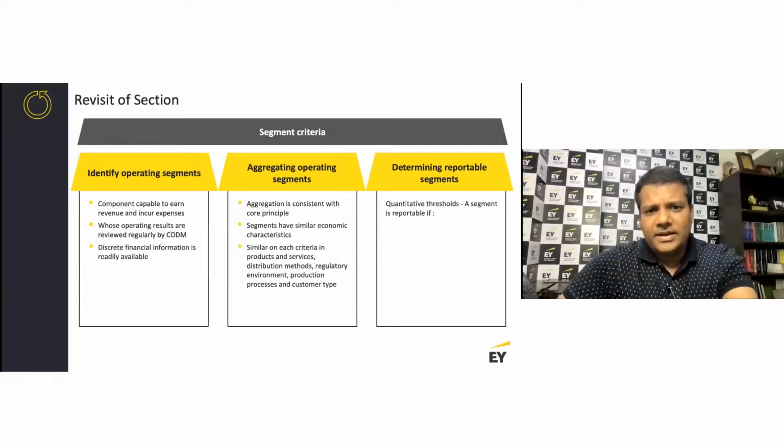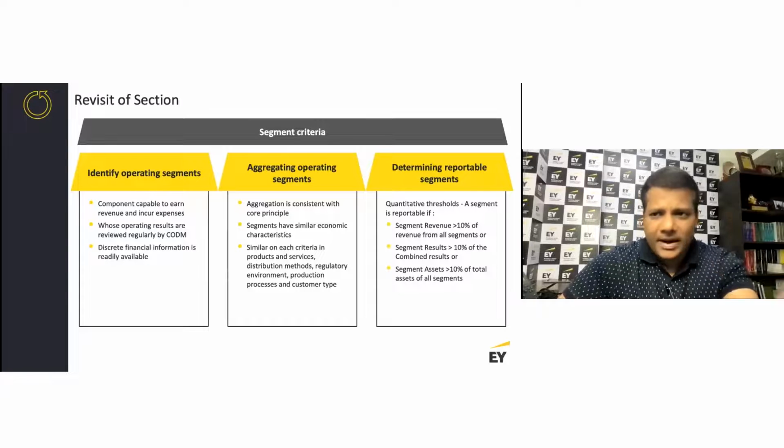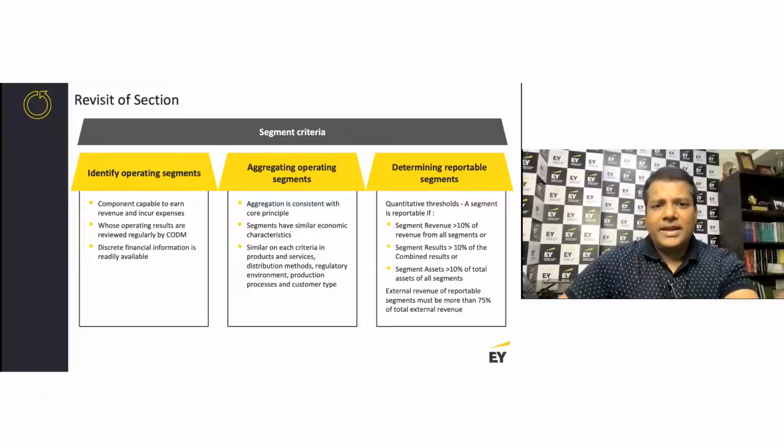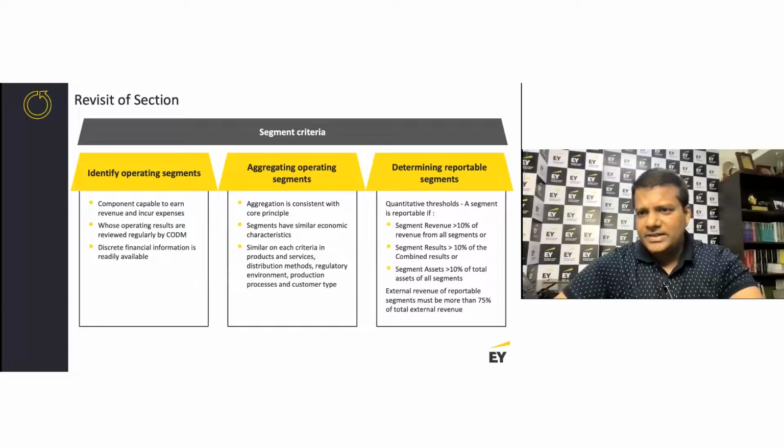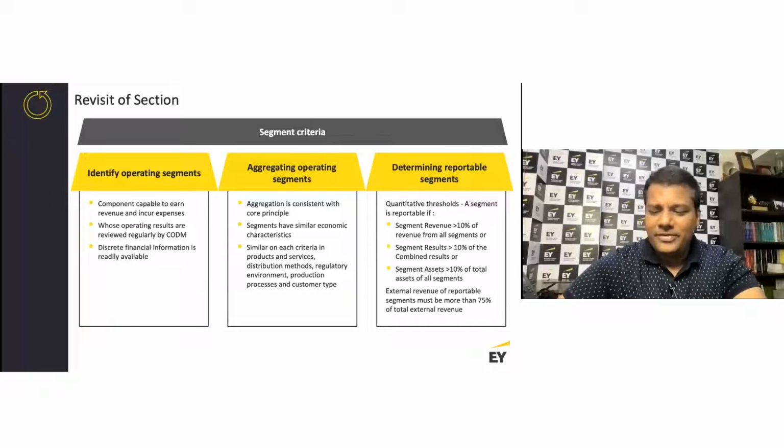Then you determine the quantitative thresholds. A segment is reportable if it exceeds what? 10% of revenues, assets, or profit or loss. And then you look at the combined threshold of 75% of external revenues. So that's what we talked about. We of course also talked about how you identify an operating segment and how you identify the CODM. The CODM is the chief operating decision maker.